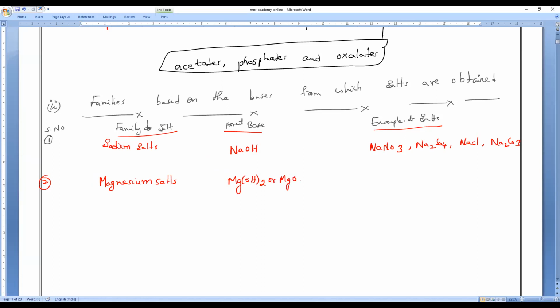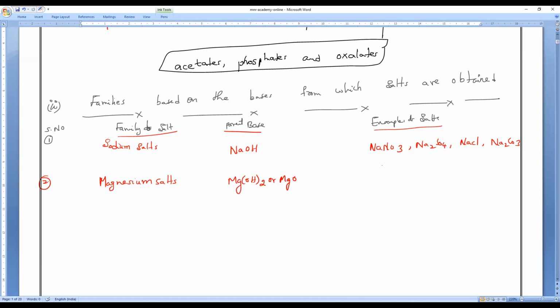Very good. Make it fast. Observe the above tabular column. Those who have written it in the classwork, for them it's not a problem. Directly they can say. Make it quick now, all of you. What are the salts you have written? At least four salts. Make it fast.